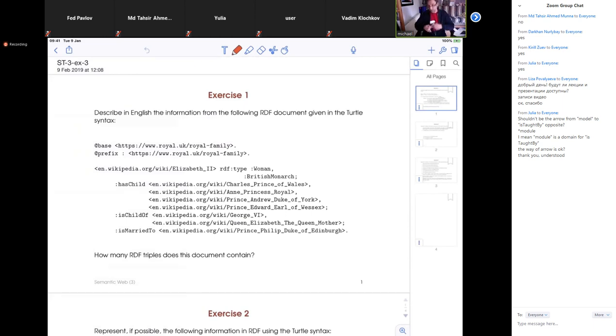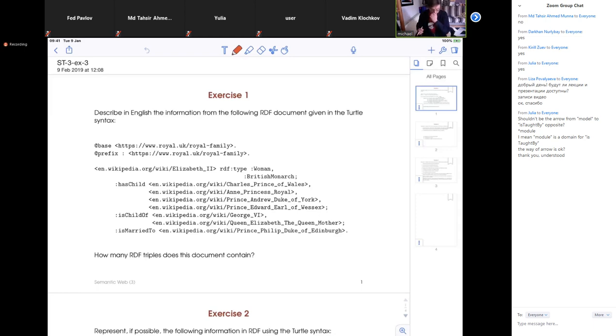And I'll provide you with model answers. So what I suggest is that you try and answer these questions yourself. And next time I'll provide answers on the module webpage. So questions will be like this. This is exercise 1. Describe in English the information from the following RDF document, which is given in the Turtle syntax.